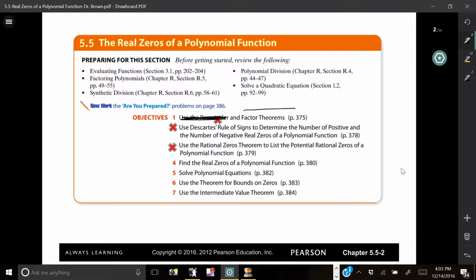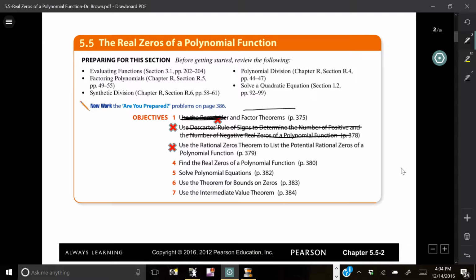We're not going to cover Descartes' rule of signs, which at one time was used to help determine the number of negative and real zeros of polynomials. But with modern real fast calculators, graphical calculators, nobody really uses this to analyze a polynomial function.